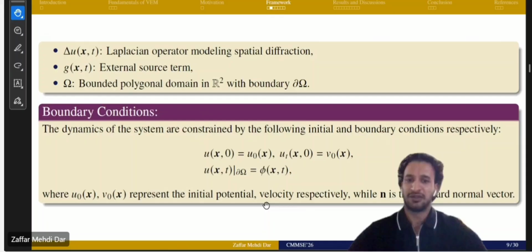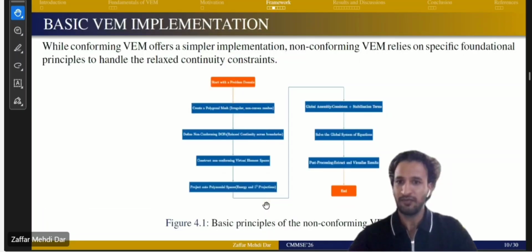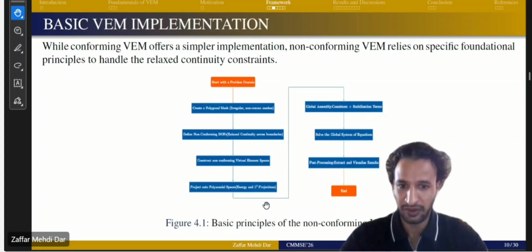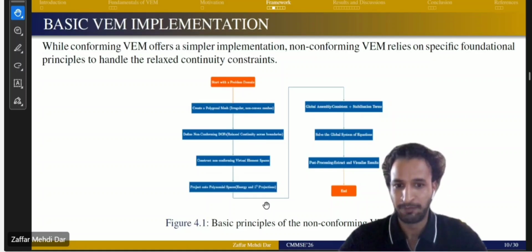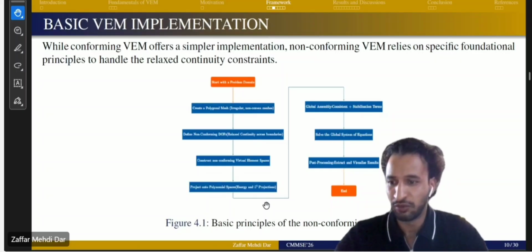With the complete theoretical analysis as well, we are going to form a fully discrete scheme using the virtual element method in space. We are going to use a Newmark predictor-corrector in the time direction, and we are going to have the complete numerical solution with the given boundary and initial conditions.